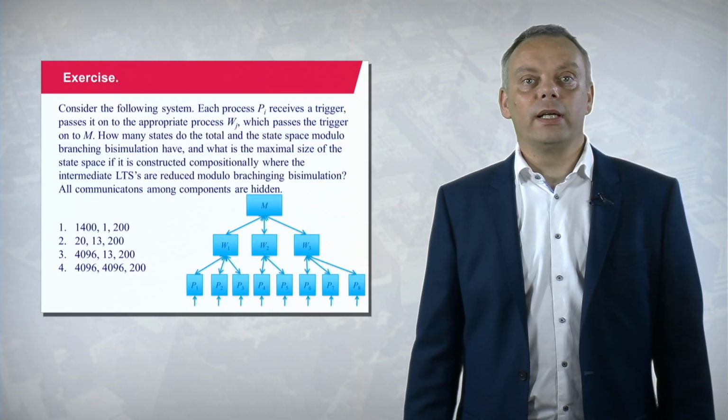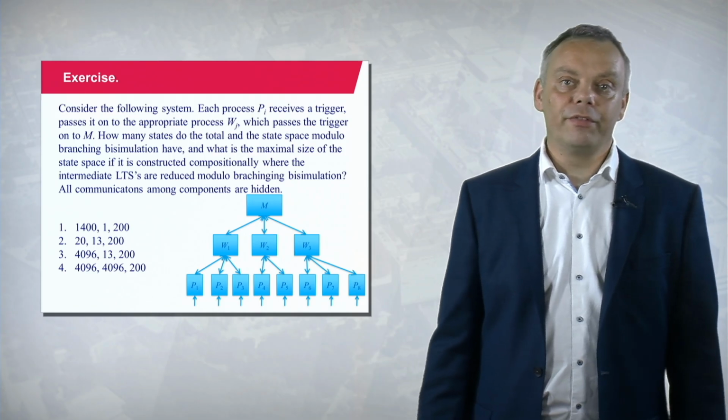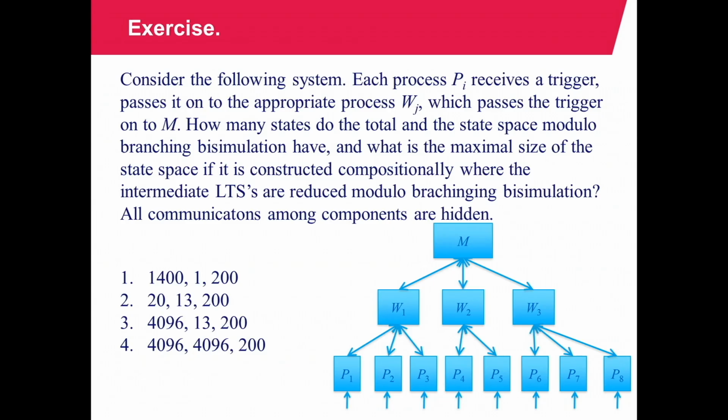Okay, let's look at an exercise. So here we have a small hierarchical system, and the system does the following. We have these processes P1 up till Pn at the bottom. They get triggers. All these triggers are the same. Whenever they get a trigger, they report that to the layer above. So P1, after getting a trigger, reports to W1 that it got a trigger, and W1 will then report it to M, and M does nothing else than simply reporting the trigger upwards.